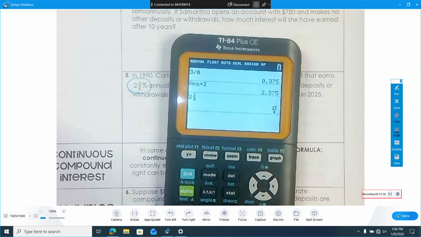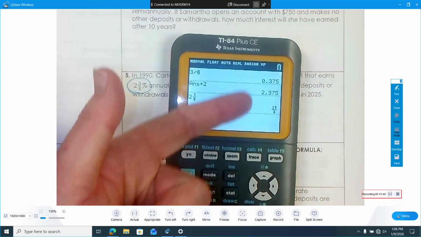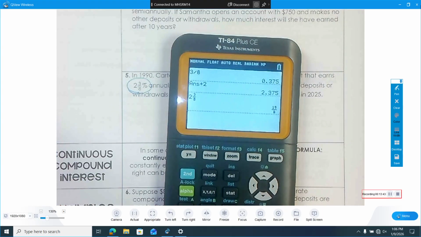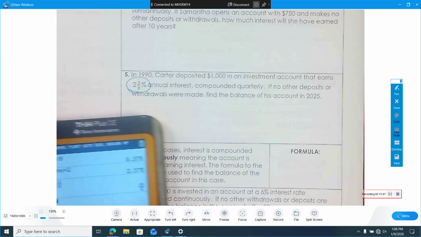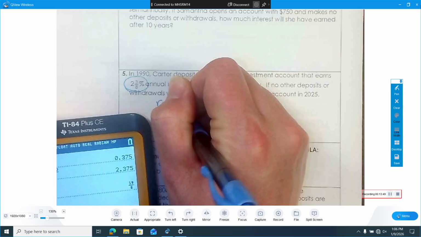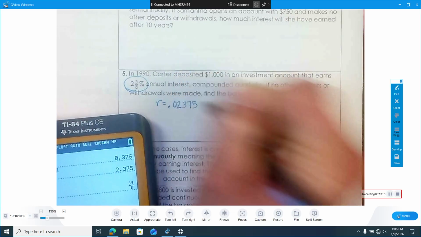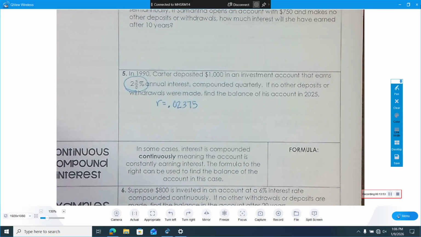And you could do that. Okay. But then that's still a fraction. So I like the 3/8 and then add the 2 wholes to it. So that's pretty good. All right. So R would be 0.02375 on that one, just in case you're curious.